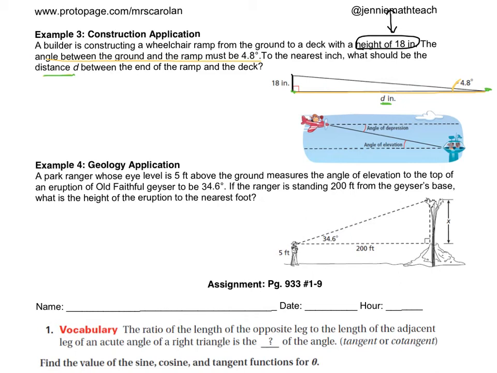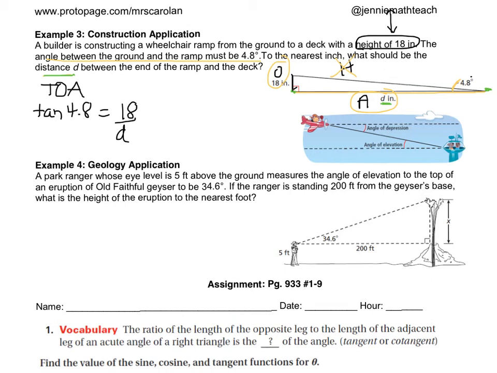Well, let's label the right triangle with O, A, and H. Across from the right angle is the hypotenuse. Opposite the angle is the 18, which means adjacent to our angle is the D. The ones we're interested in are this one and this one, so we don't need the hypotenuse. Which trig function does that leave us with? Since we have O and A, we're going to use tangent. Tangent of our angle, which is 4.8, we're going to set it equal to the opposite side, 18, over the adjacent side, which we're trying to find.